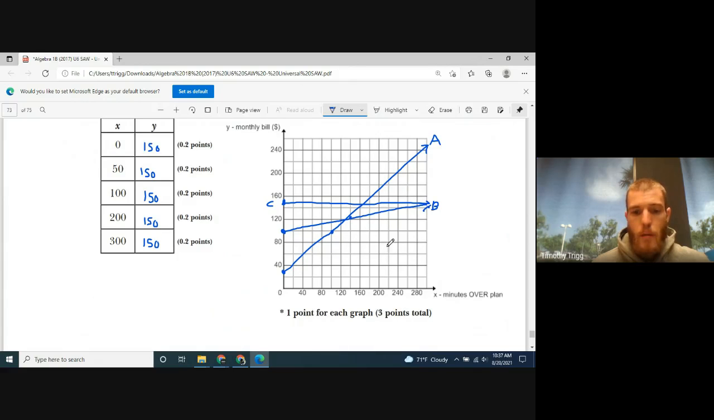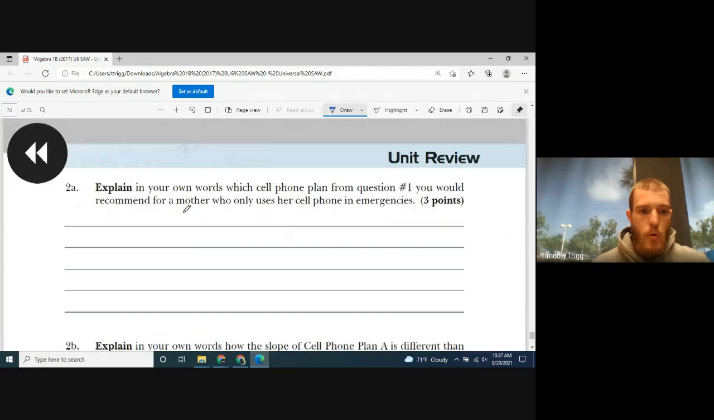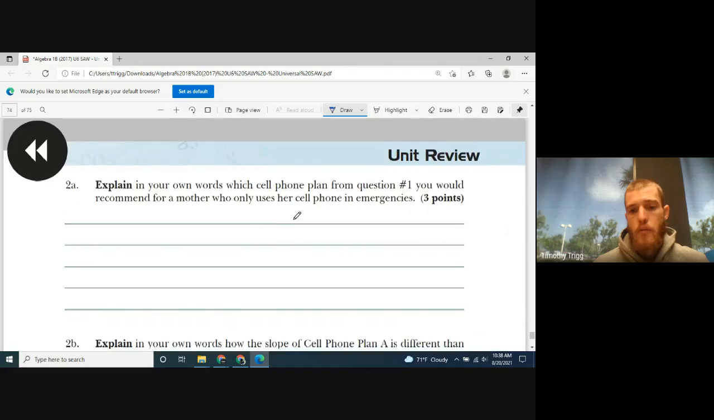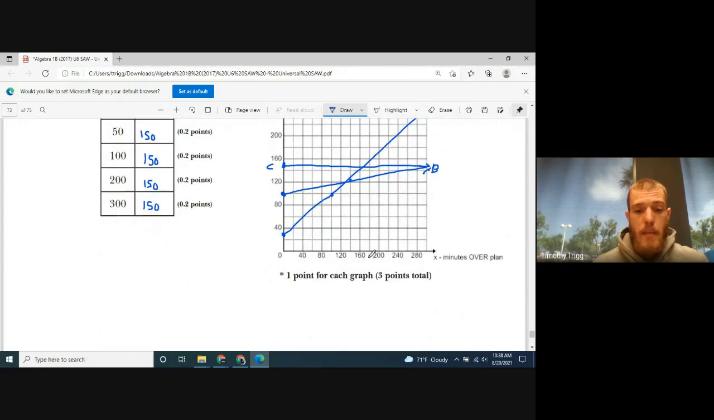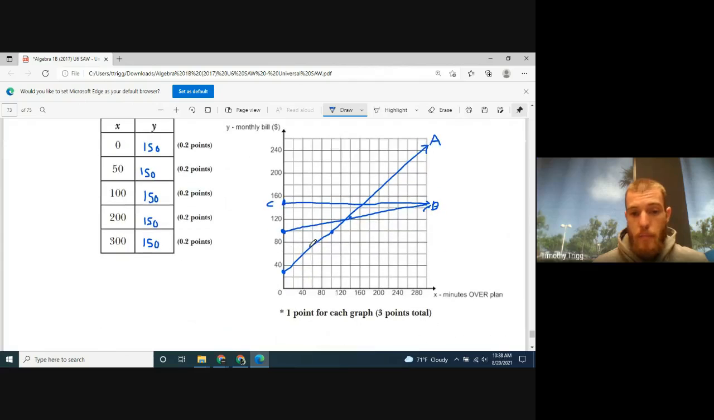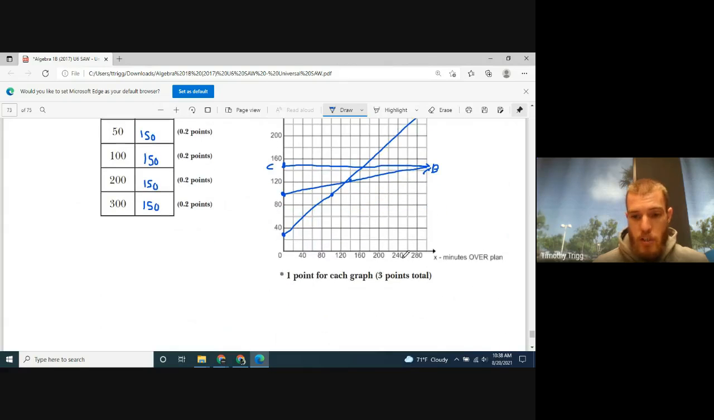Okay. All right. So explain in your own words which cell phone plan from question 1 you would recommend to a mother who only uses her cell phone for emergencies. So if someone's only using their cell phone for emergencies, that means they're not going to talk very many minutes. Well, if their minutes, which is the x-axis, is very few, let's say they do 40 or fewer minutes per month, then they should go with the cheapest one. So that's the first one that it crosses.